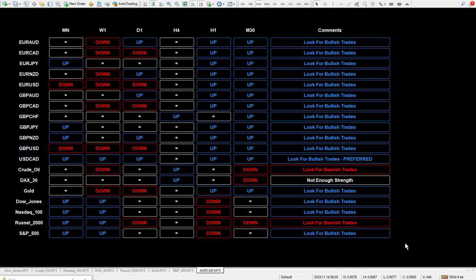Now here's my daily trade plan. It's running in real time. It analyzes the charts from the monthly all the way down to the 30 minutes. Does some calculations, and within the comments here, it'll either say look for bullish, look for bearish trades, and sometimes it'll say preferred or not enough strength.